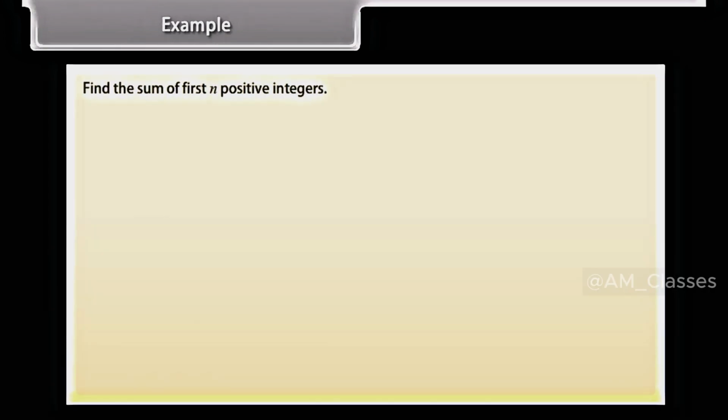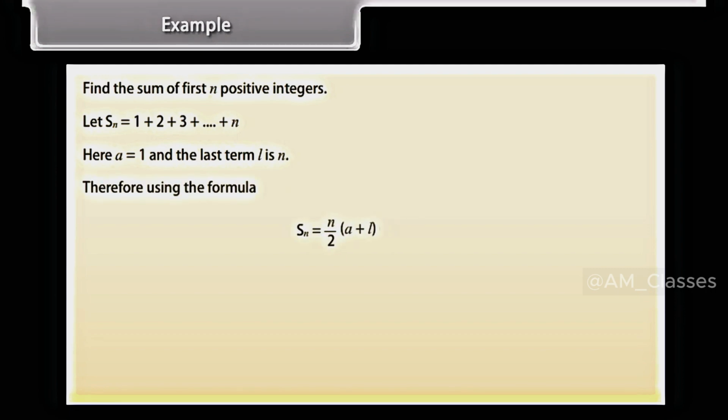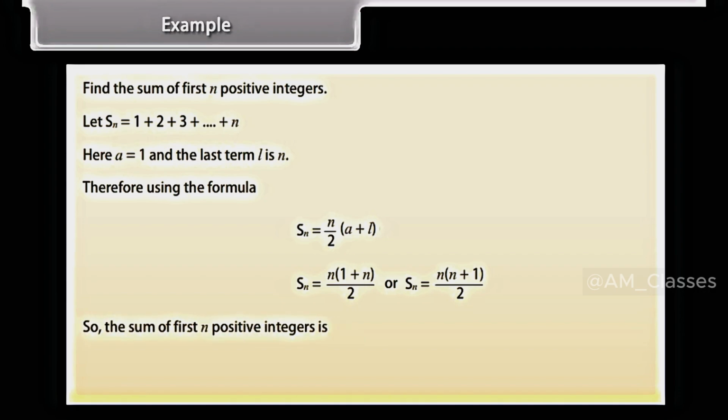Find the sum of the first n positive integers. Let Sn is equal to 1 plus 2 plus 3 and so on plus n. We can see that here a is equal to 1 and the last term l is n. Therefore, using the formula Sn is equal to n upon 2 into (a plus l), we get Sn is equal to n into (1 plus n) whole upon 2, or Sn is equal to n into (n plus 1) whole upon 2. So the sum of the first n positive integers is Sn is equal to n into (n plus 1) whole upon 2.